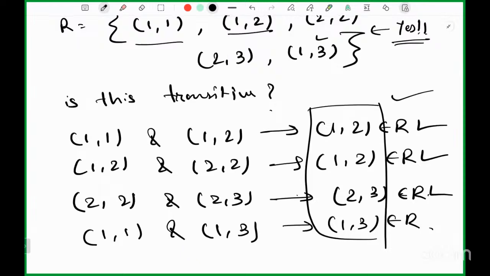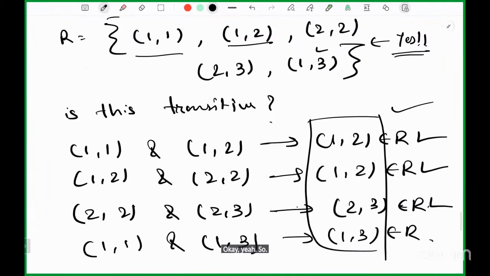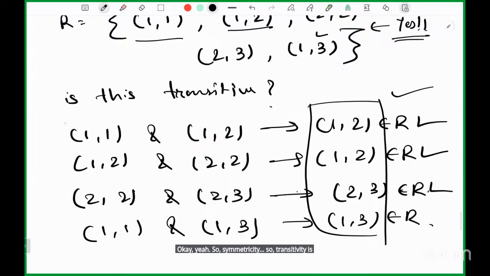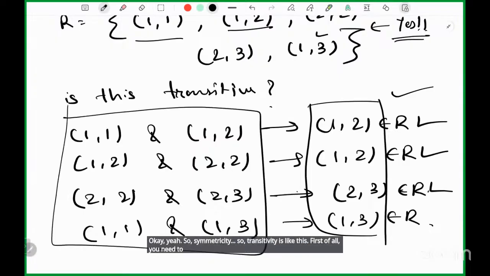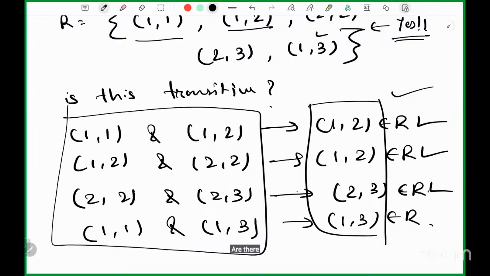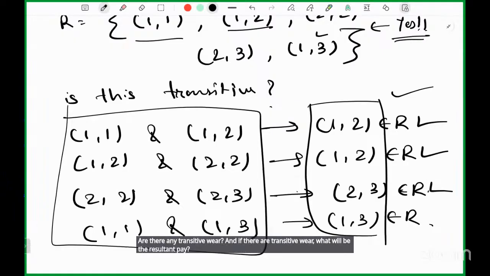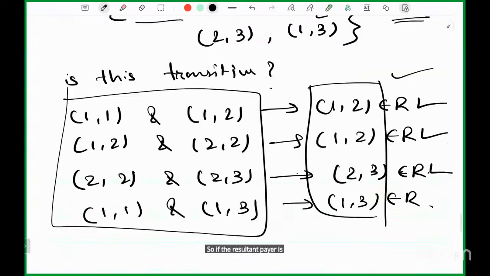Yeah. So transitivity is like this. First of all, you need to check the transitive pairs. Are there any transitive pairs? And if there are, what will be the resultant pair? If the resultant pair is also there, you will see that it's a transitive relation.